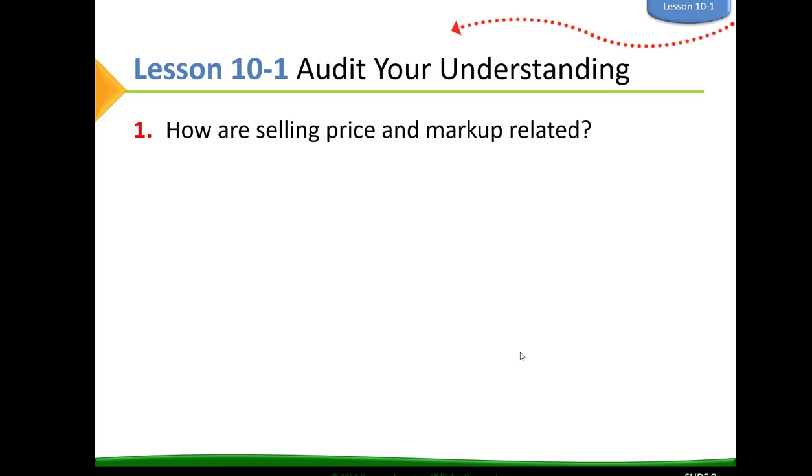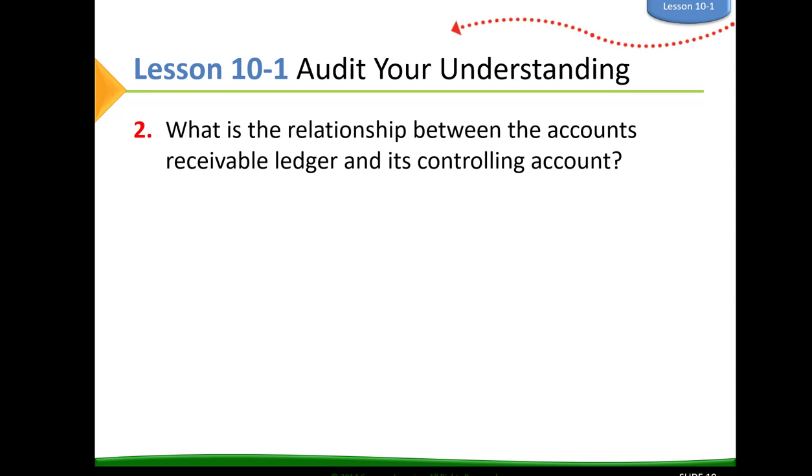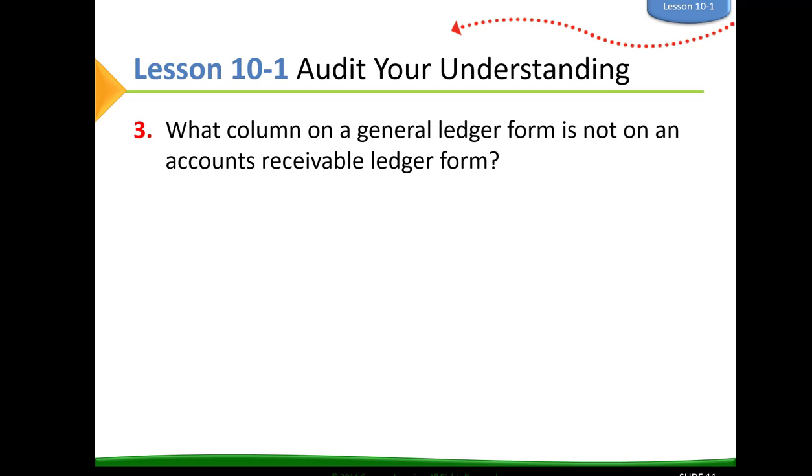Selling price and markup are related because the markup is included in the selling price. It is the amount added to the cost of the merchandise above the selling price. And the relationship between the accounts receivable ledger and the controlling account: the total of the accounts in the accounts receivable subsidiary ledger equals the controlling account, accounts receivable. And the credit balance is the only form not on the accounts receivable ledger form.